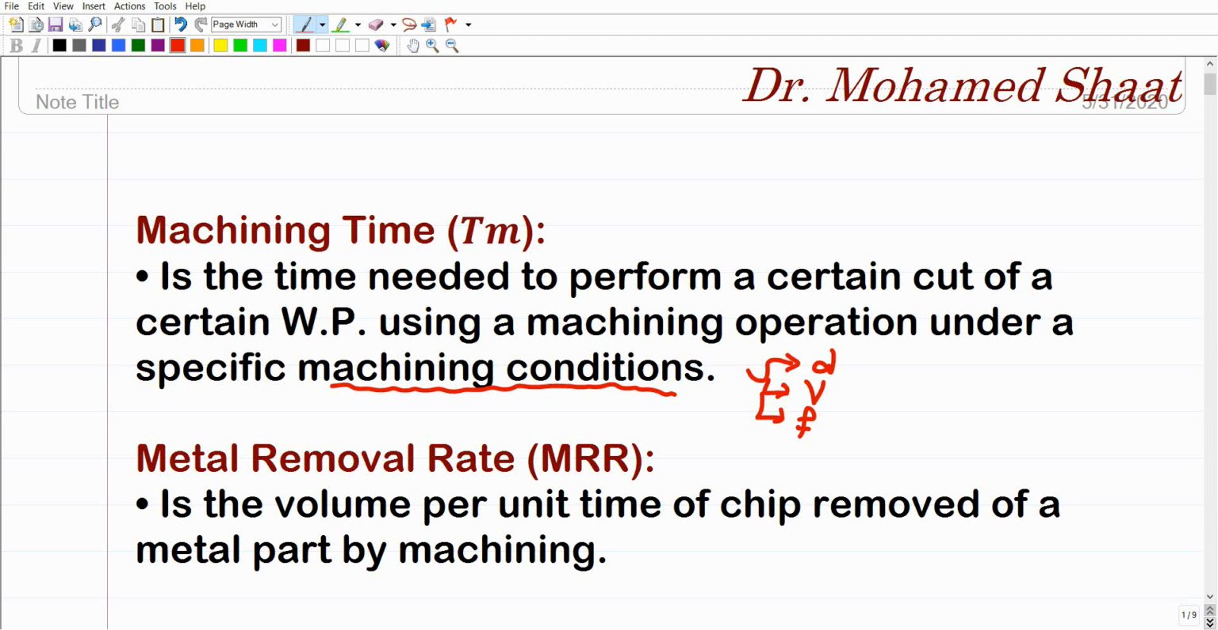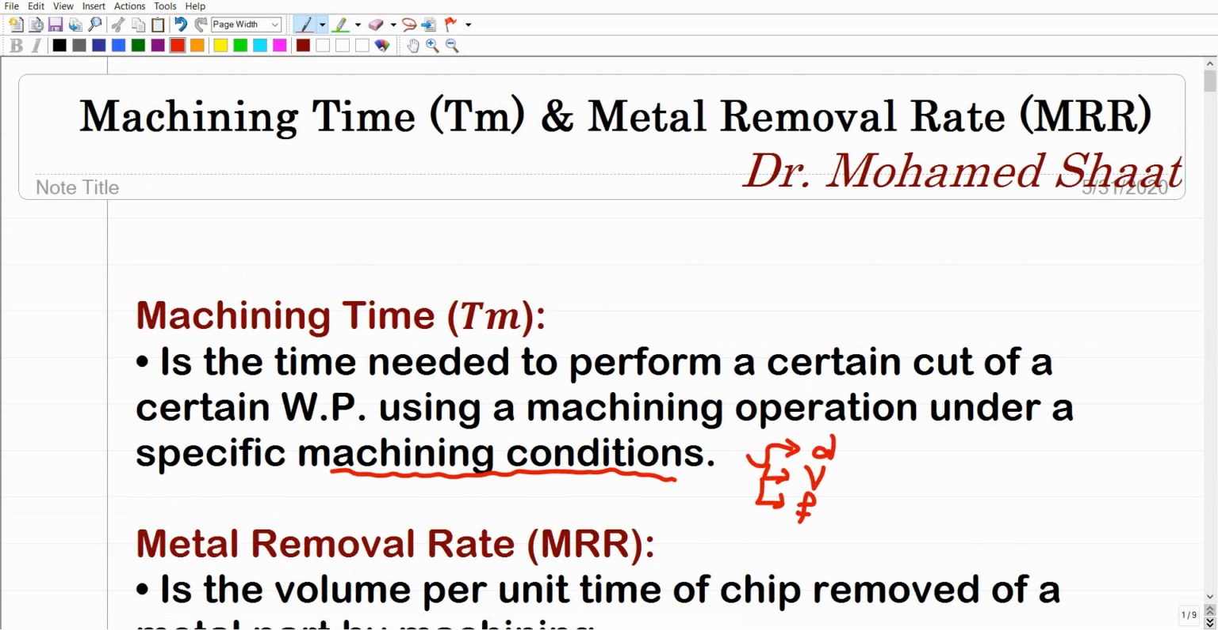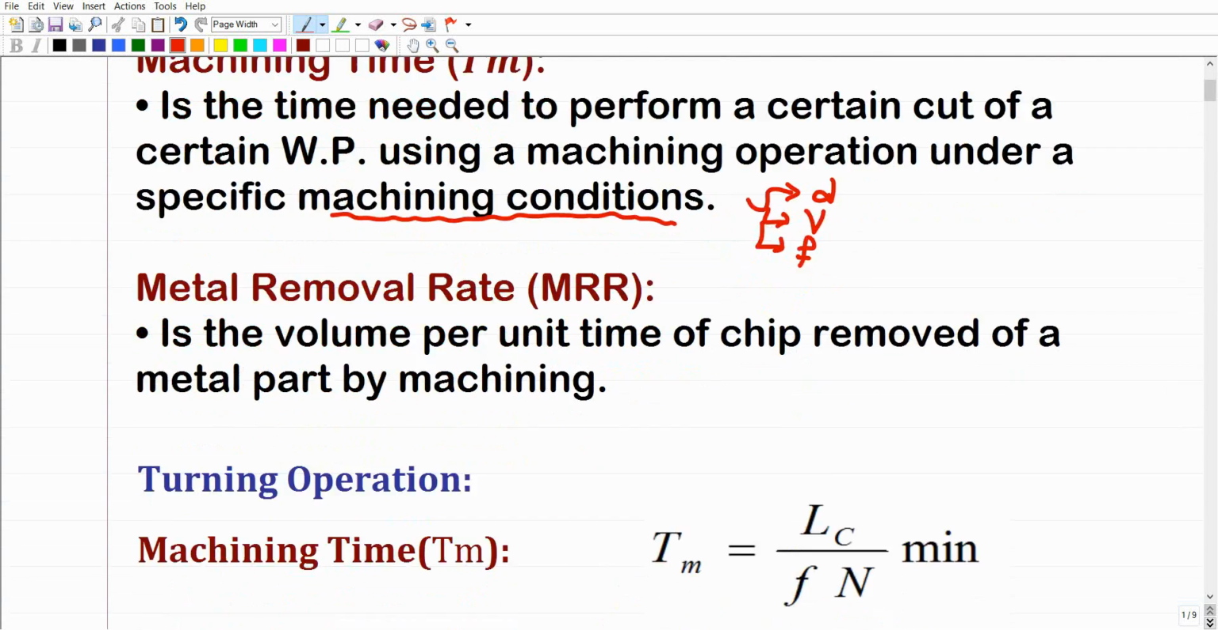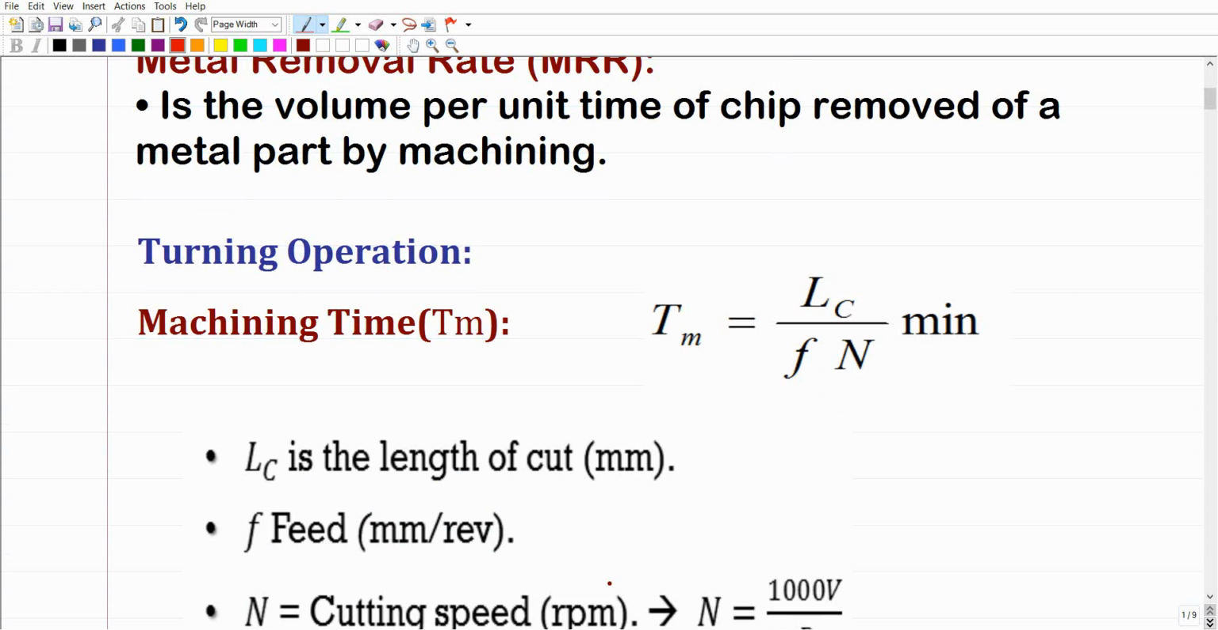So these two parameters are very essential when it comes to the design and the calculation for the machining process and the calculation of the cost of the machining operation. That's why it is important to know how we can calculate them. And this is again the objective of this video, to show you how we can calculate these two parameters, the machining time and the metal removal rate, for the various machining operations that we discussed before.